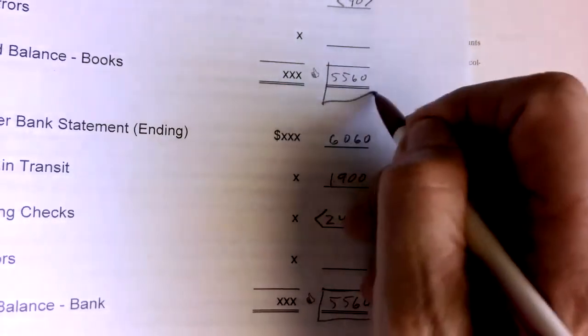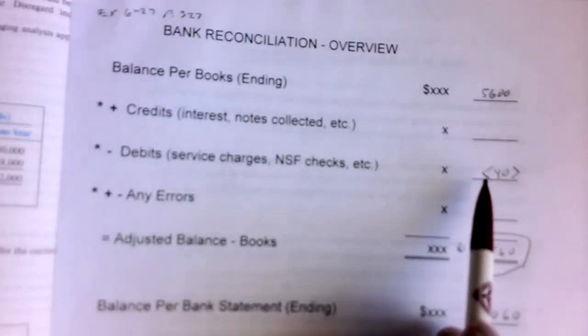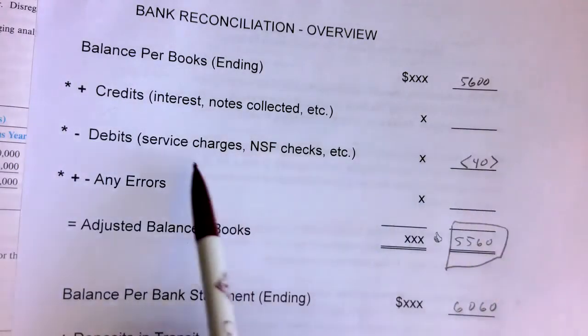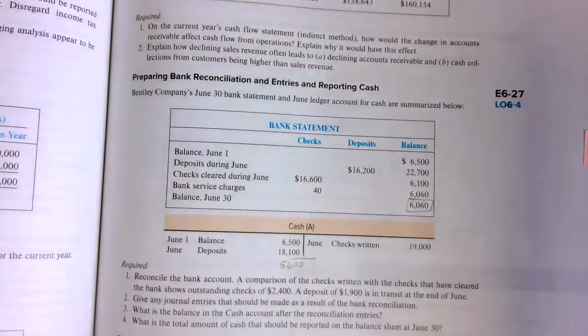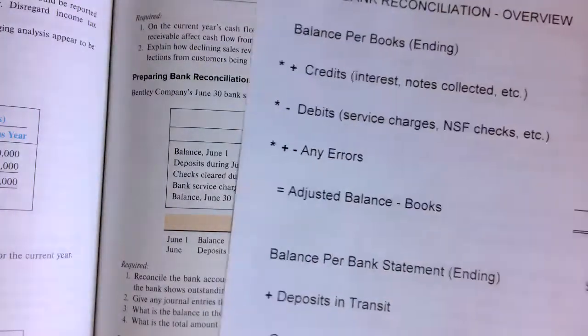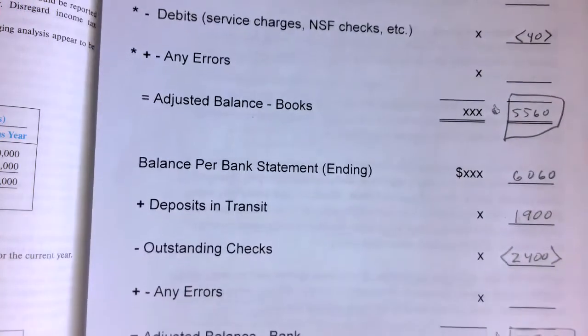We do in fact reconcile to 5,560, but we have to remember to go back and do this journal entry. Otherwise we'll be off next month by this 40 bucks. So debit bank service charges and credit cash for $40. That's a relatively simple example, but the book's example is fairly involved. So make sure you work several of these, because there will be a fair number of points available on the next exam.